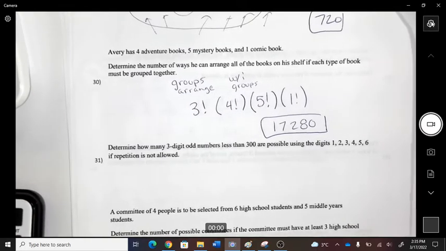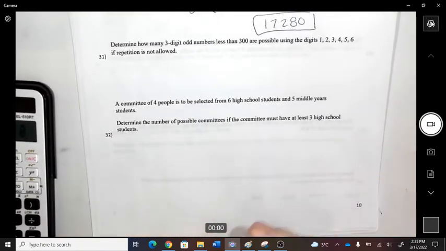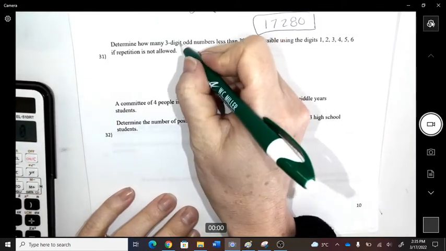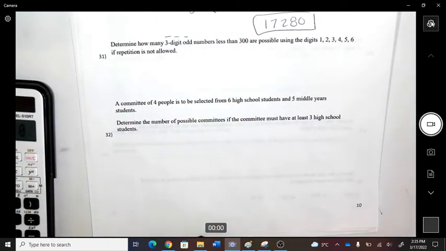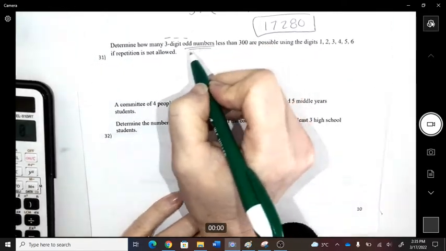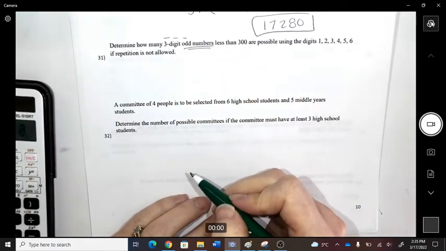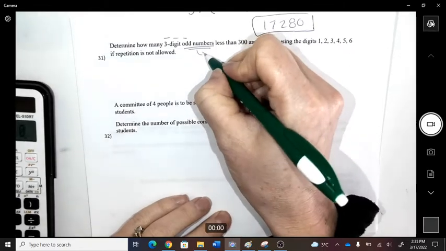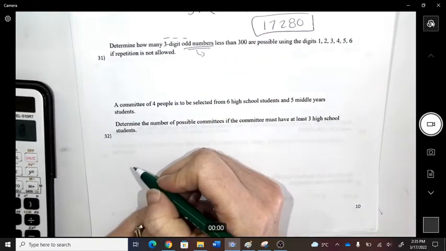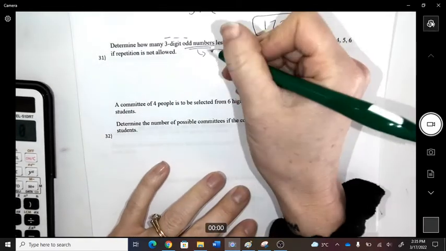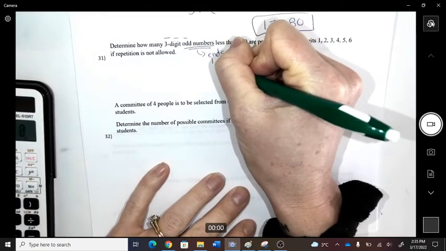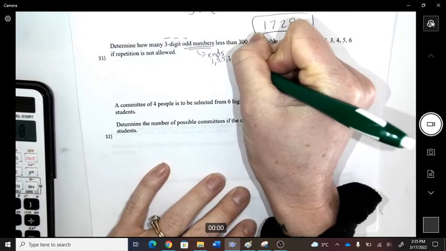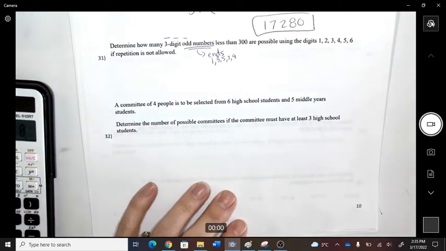Number 31. Determine how many 3-digit, so 3-digit, that's what a 3-digit number is. Odd number, what does an odd number mean? How do you know if a number is an odd number? It ends in an odd number? It ends in something like 1, 3, 5, 7, 9. That's how you know it's odd, right?